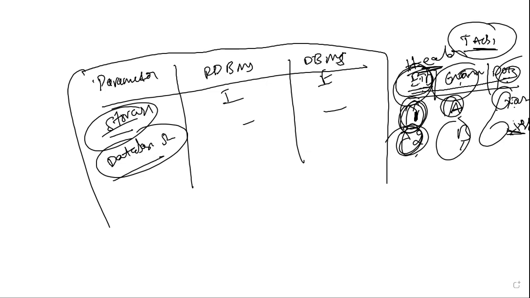First of all, let me tell you about constraints. Constraints are a set of rules. Integrity constraints is a separate topic, so you don't need to worry about it. As of now, just know that integrity constraints are nothing but a set of rules.